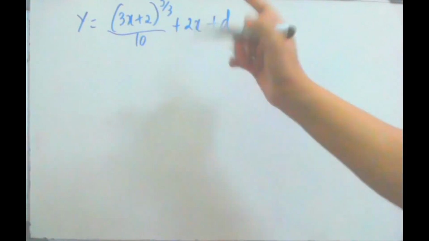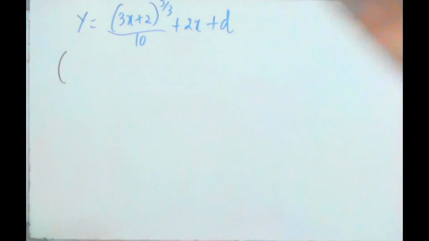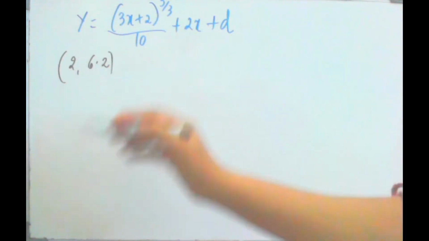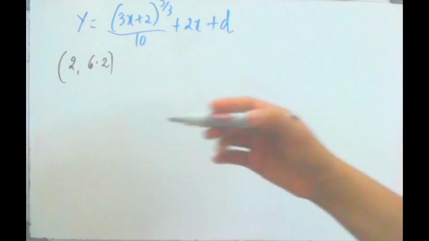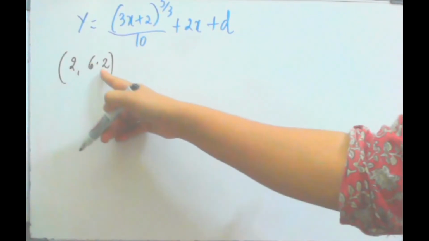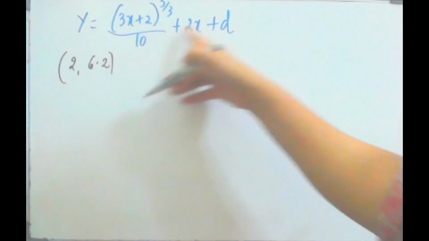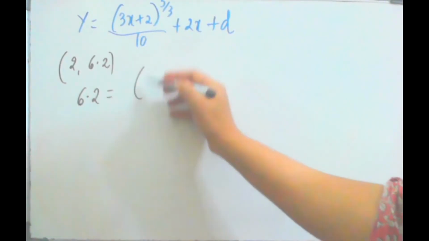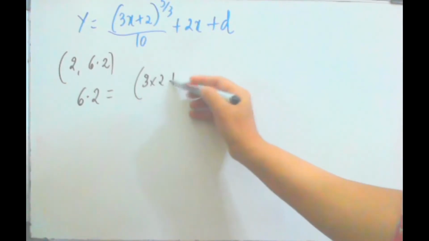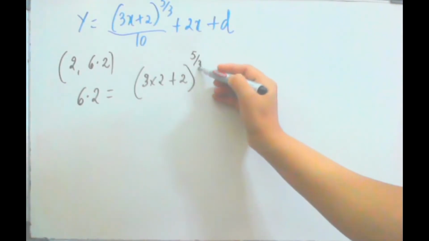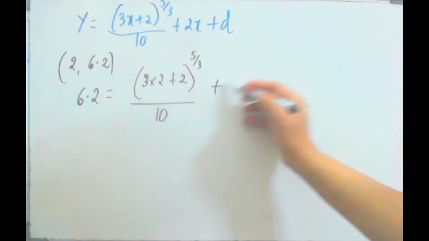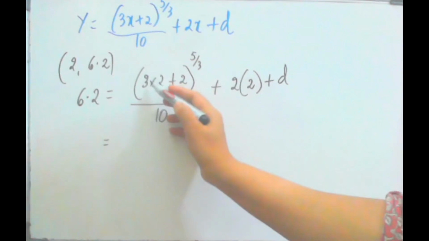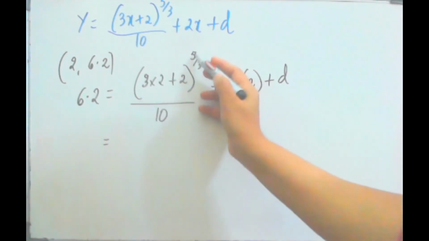Now one last step remaining, that is to find the constant of integration. To find it, we will make use of one of the points given, that is (2, 6.2). This is one of the coordinates on the curve given. So we will substitute x equal to 2 and y equal to 6.2 in this equation to find d. So 6.2 is equal to (3 into 2 plus 2) power 5 over 3 divided by 10 plus 2 into 2 plus d. So this is 6 plus 2, 8, 8 power 5 over 3.